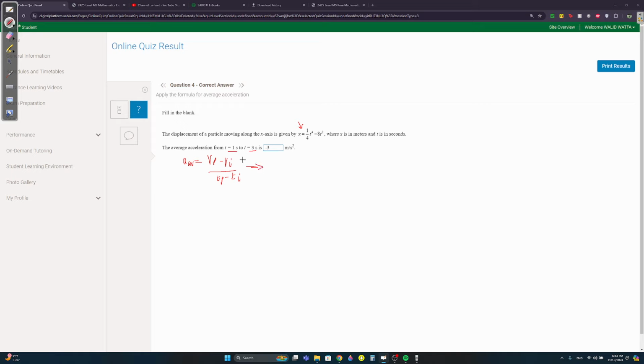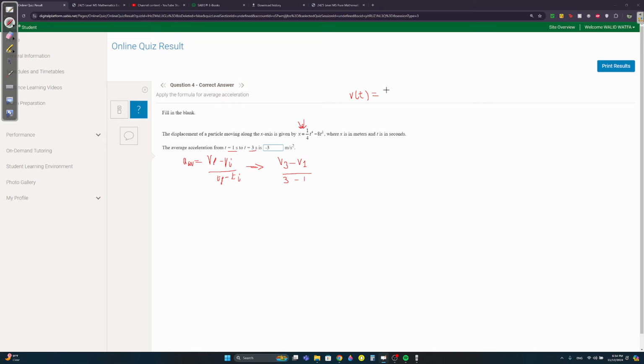Final velocity, in this case, they want between 1 and 3. So the final velocity will be v(3) minus initial velocity, which should be v(1), over final time, which is 3, minus initial time 1. What's v(3) and what's v(1)? We have x. We need v at 3 and v at 1. So we need v(t). What's v(t) going to be equal to? It's always the derivative of x, right?